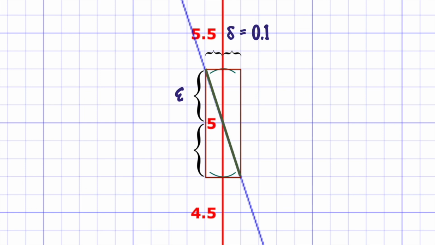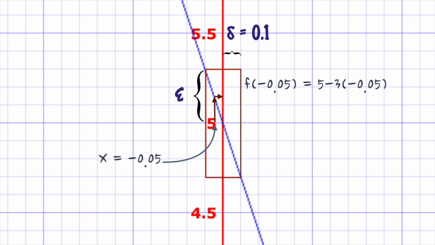Let's check it out. Let's pick a value within 0.1 of 0. What about x equals -0.05? So if we put that into the function, we would then multiply by 3, take 5 minus that, and we get 5.15.